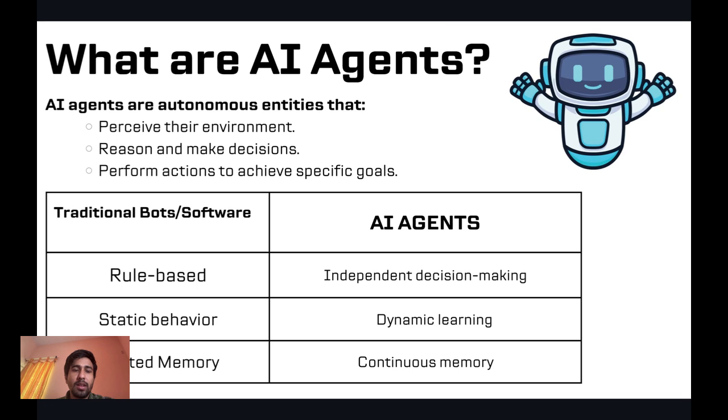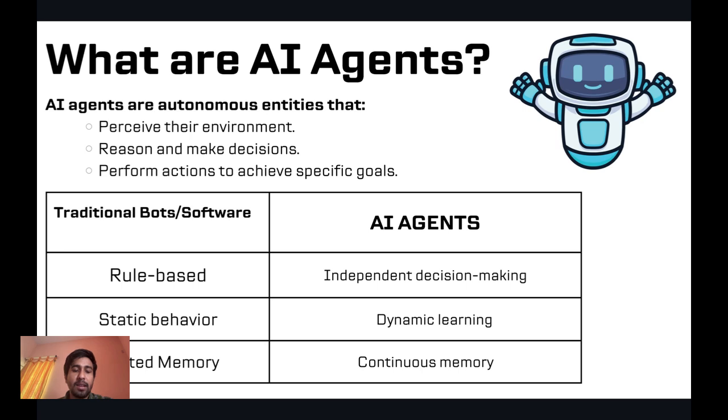So the basic question is, what are AI agents? AI agents can be defined as an autonomous entity that can perceive the environment, reason and make decisions, and perform actions to achieve specific goals. So AI agents are different from traditional bots or software. Traditional bots or software are rule based, but AI agents are capable of independent decision making.